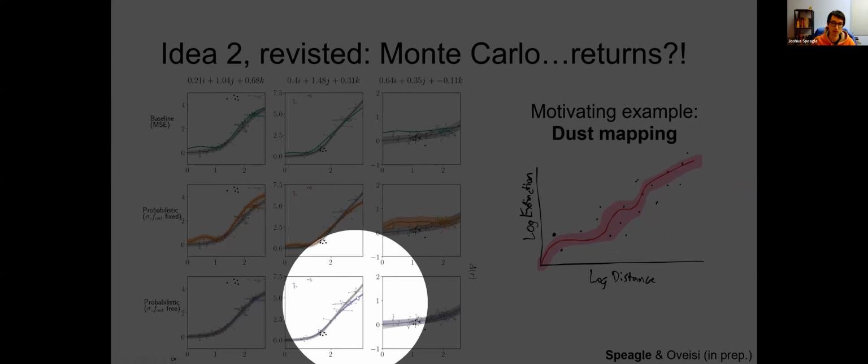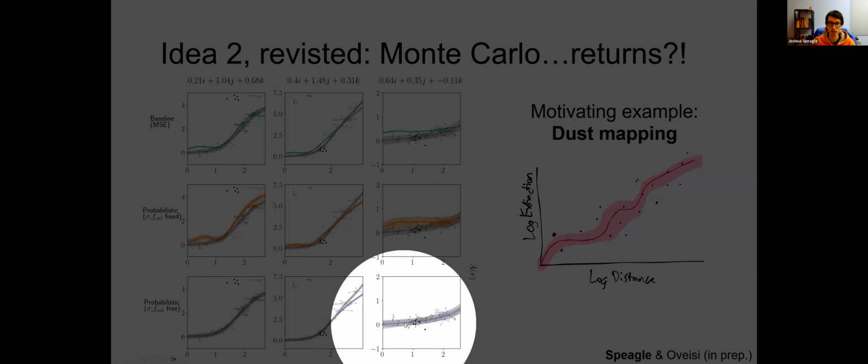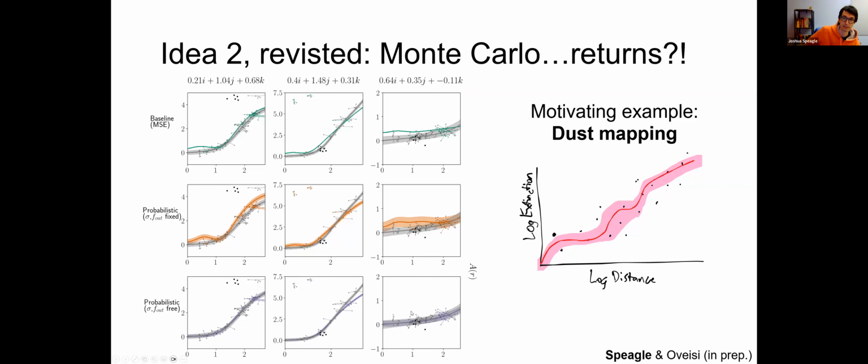And so you can see here, there are some places where we deviate a little bit, but those are often cases where we have a very, very small amount of data. And we do quite well in most of these cases. So we're in the process of writing this up now.